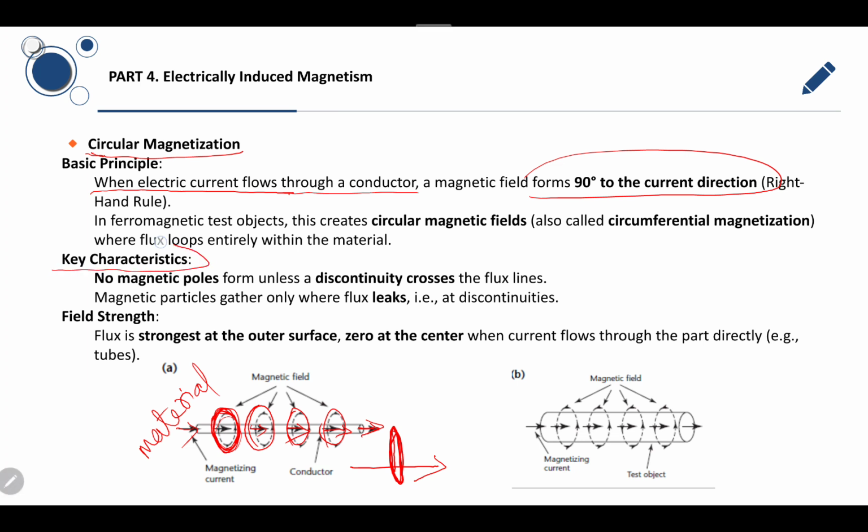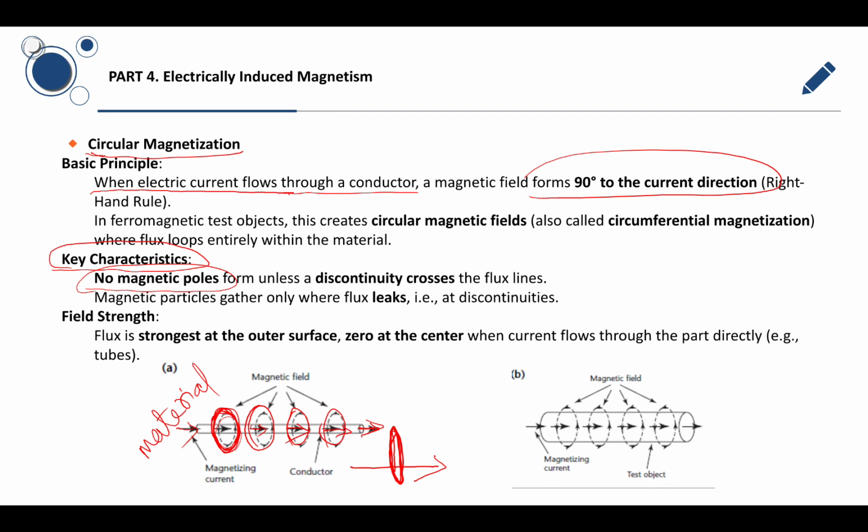Next, we see the key characteristics of circular magnetization. First, flux loops internally. In a circularly magnetized object, the magnetic flux essentially loops entirely within the material. So, no external poles. A key characteristic of circular magnetization is that no distinct magnetic poles, north or south, form on the external surface of the test object unless a discontinuity crosses the flux line.